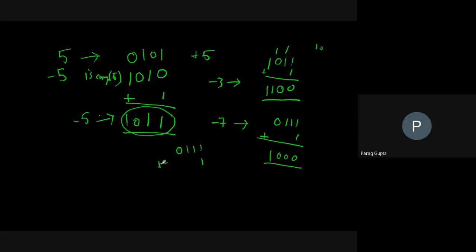Sorry, I haven't taken the 1's complement. Yes, my bad. So if you take the 1's complement of 0 1 1 1, it will be 1 0 0 0. After this, add 1 to it. So it is 1, 0, 0, 1. You need to take the 1's complement of +7, of +7.